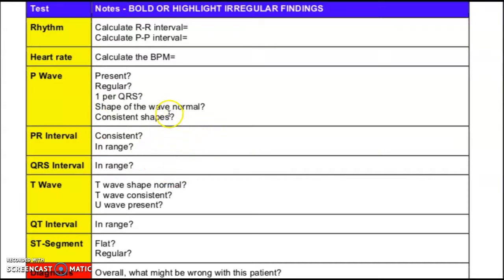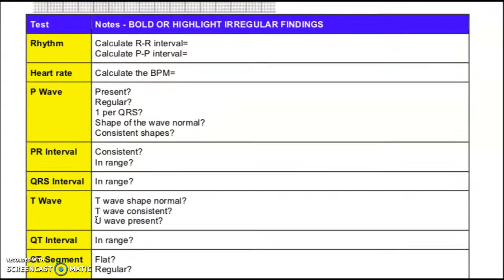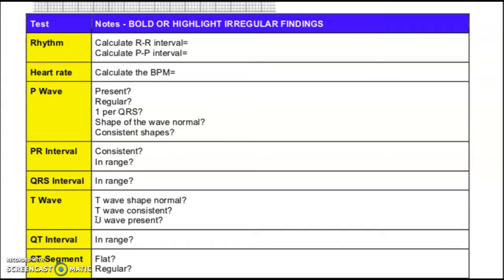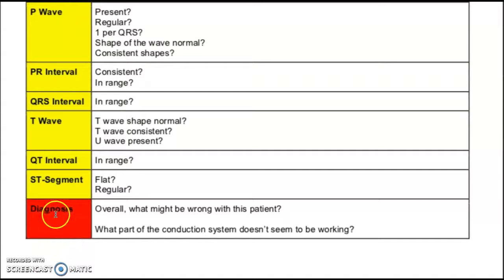So you're going to practice calculating the intervals, the R interval, the PP interval. You'll practice looking at the P waves, QRS intervals, T waves, answer these questions. You'll tell me if what you find is normal or abnormal. Is it consistent? And then down here in the diagnosis section, you're basically going to tell me overall what might be wrong with this patient. Think about what part of the heart might not be working. Is it the SA node, the AV node, the Purkinje fibers? Basically what's going on in their heart.